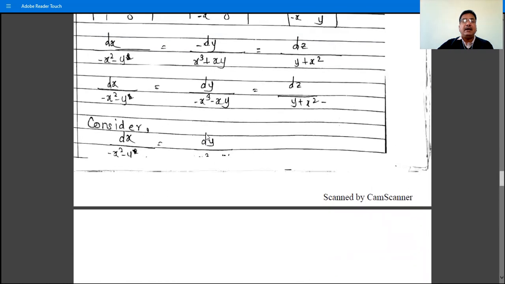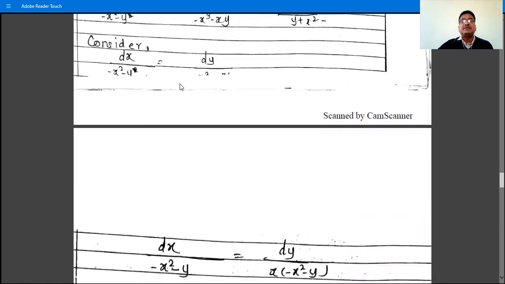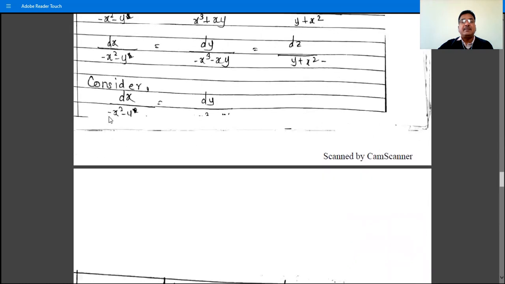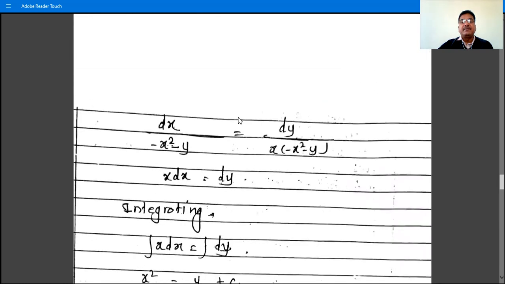That is, if we have two ratios such that the third variable is absent, for example the first and second, equate the first and second ratios, then z is absent. So consider those two ratios, dx divided by (−x² − y), dy divided by (−x³ − xy), and then separate the variables.